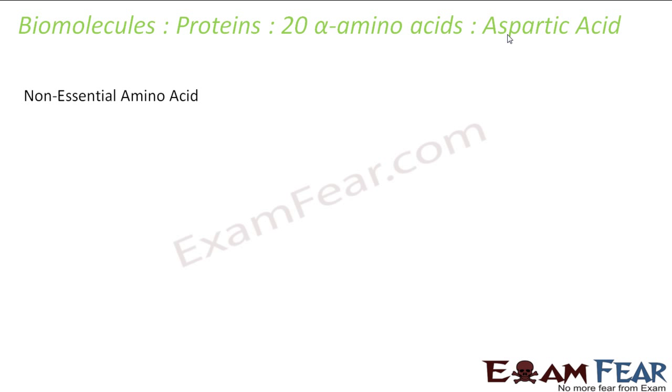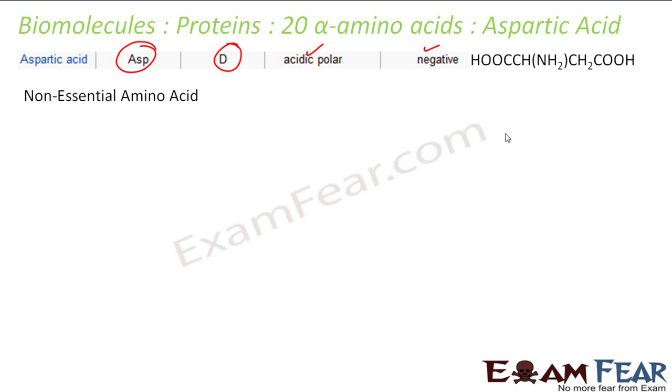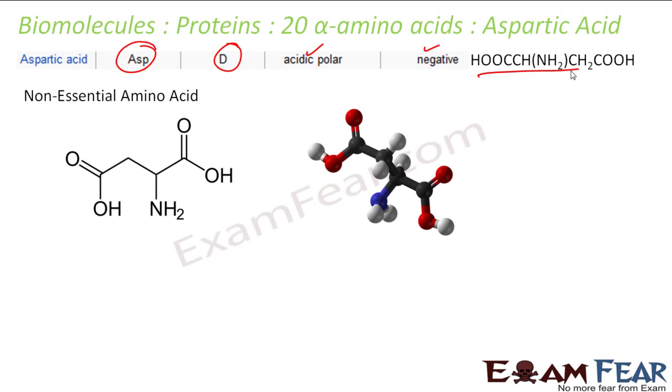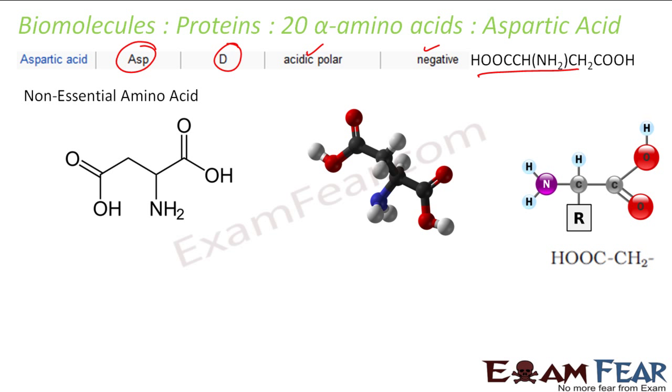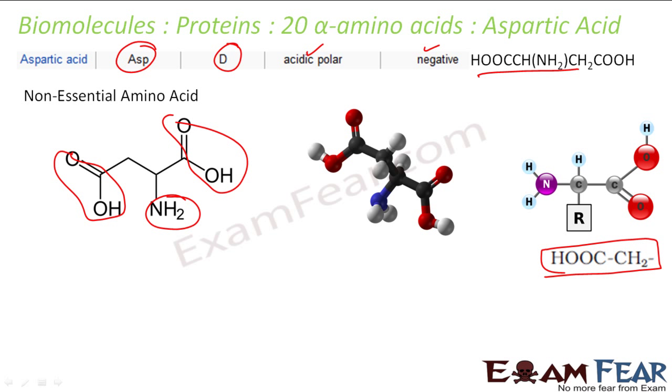The next is aspartic acid. The 3-letter code for aspartic acid is ASP and the 1-letter code is D. It is acidic and has a negative charge. It is again a non-essential amino acid. Our body can produce this. This is the molecular formula and this is the structure of aspartic acid. If you compare with the general formula, this R is nothing but COOHCH2. So there are 2 COOH groups and only 1 amine group. 1 amino group and 2 acidic groups, so it is acidic.